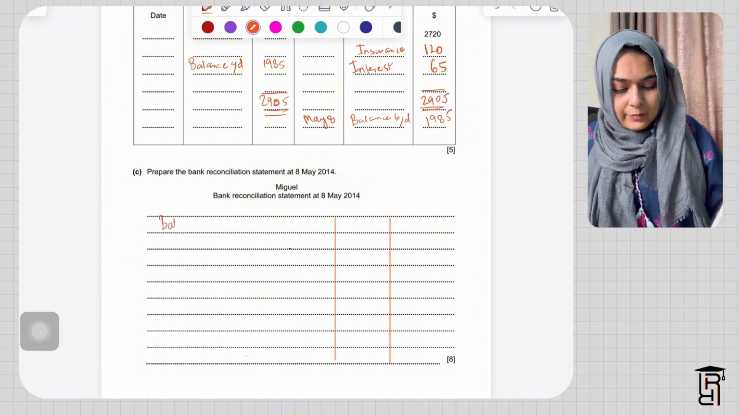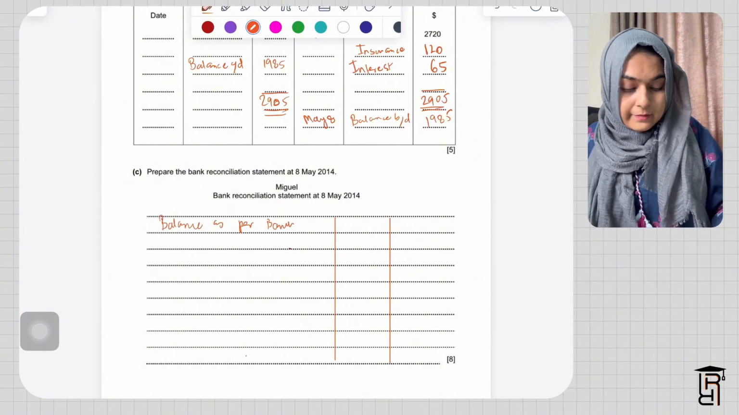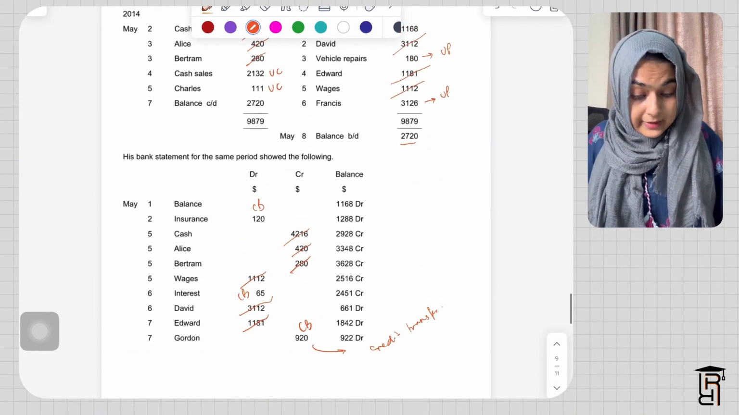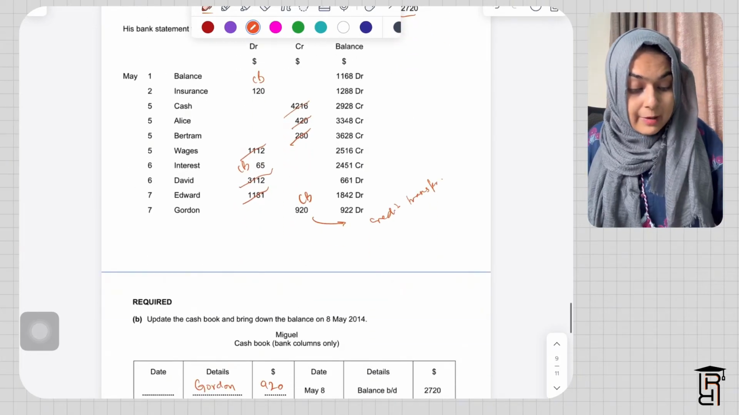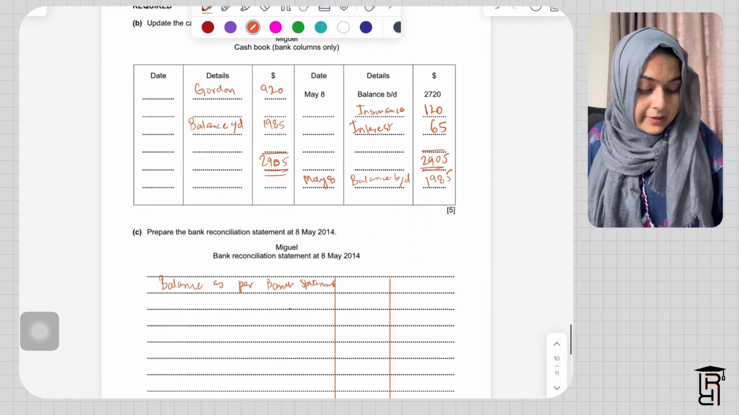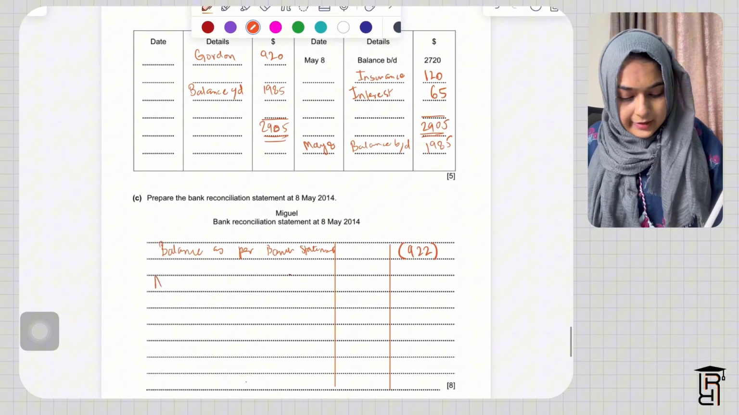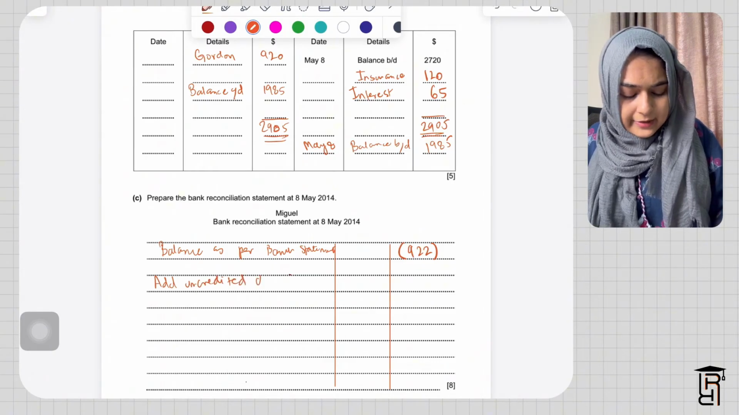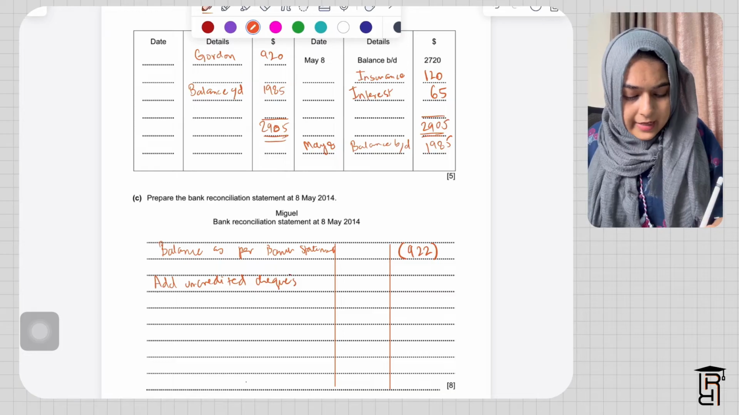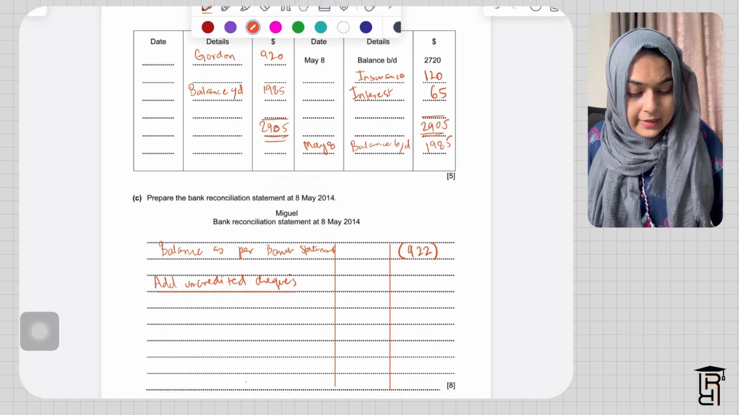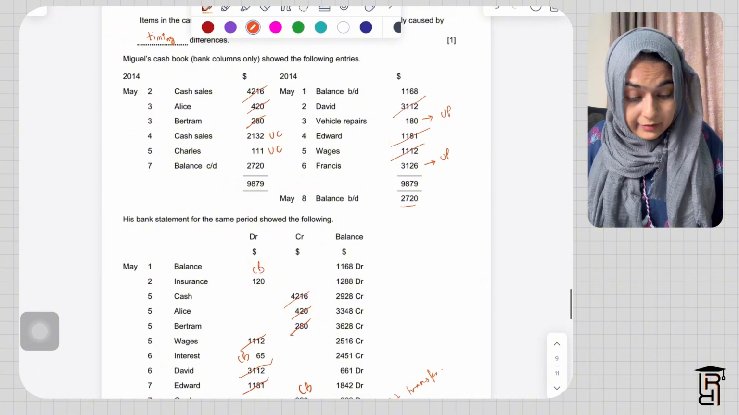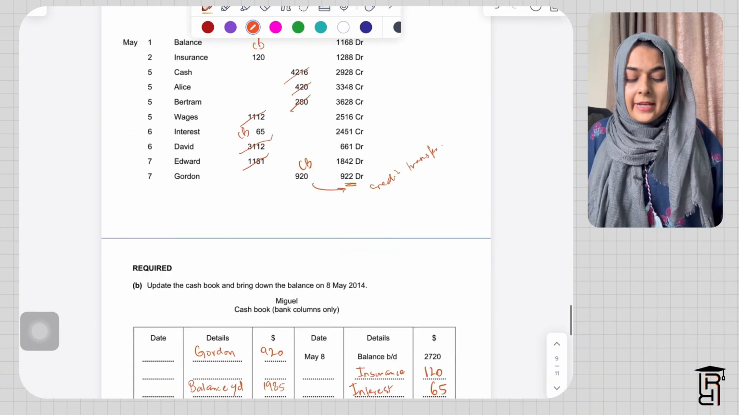I'll start with balance as per bank statement, that is 922. Debit means it's a negative balance. I'll write this in brackets. I'll write here 922, and then I will write here add uncredited deposits, or I can write uncredited checks. So I'll write here uncredited checks, and I'm going to underline this, and then I'm going to record the uncredited checks. Those are two. There's cash sales and there's Charles.